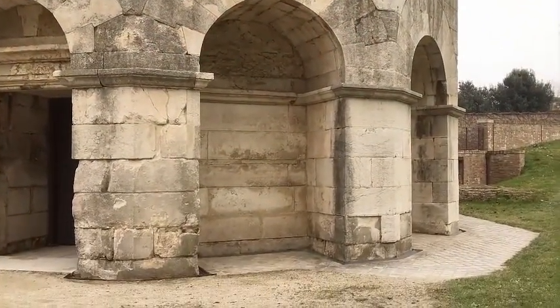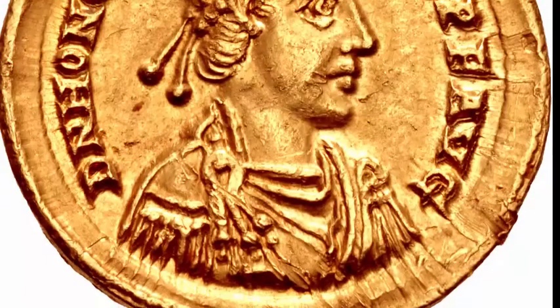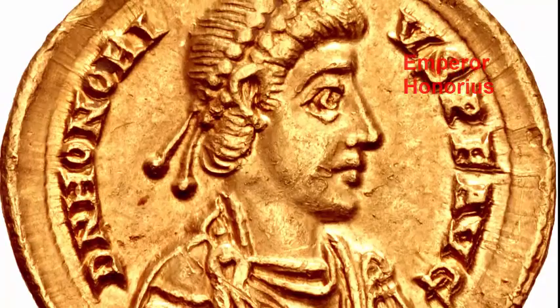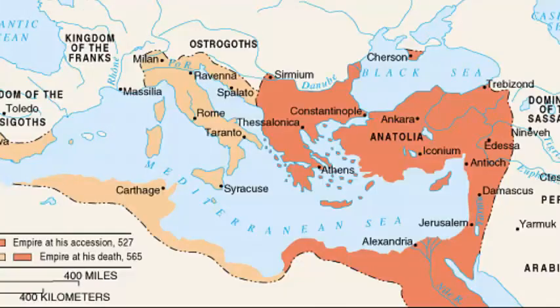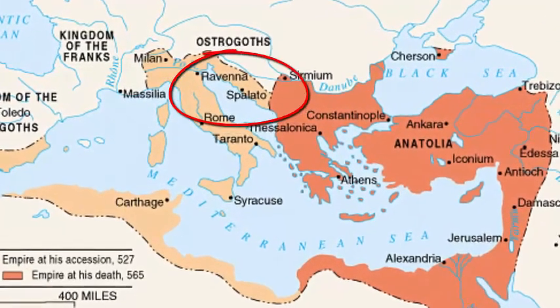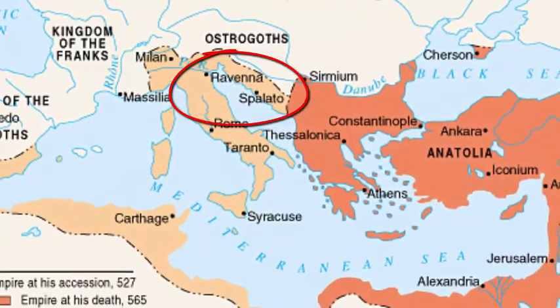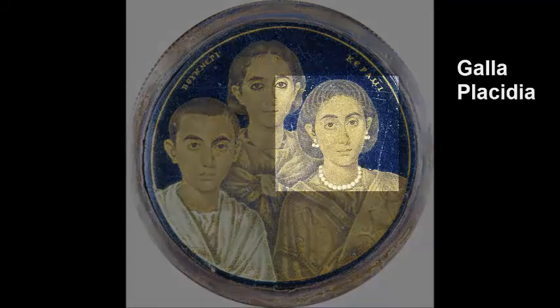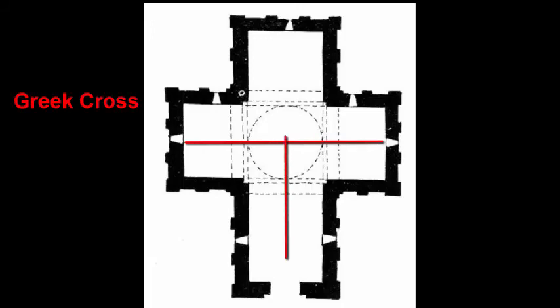In 401 after Common Era, Emperor Honorius moved the capital of the Western Roman Empire to Ravenna. In the 5th century, his half-sister Galla Placidia built her own mausoleum in that town. She also picked a central plan building, but this time in the shape of a Greek cross. This means that both arms of the cross were the same size.